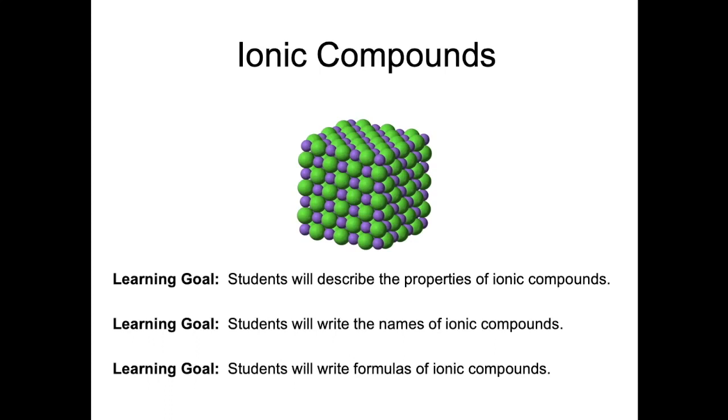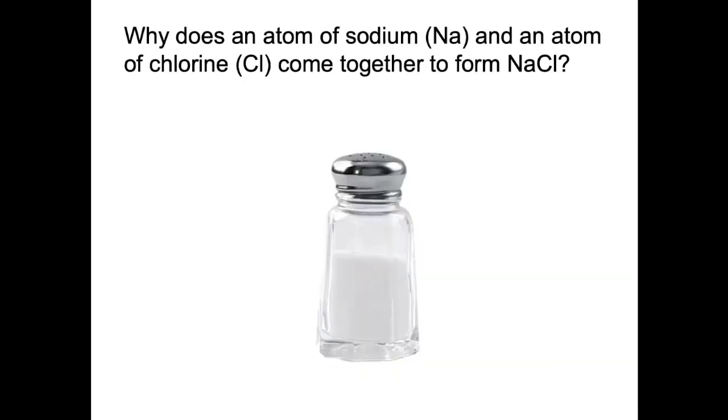I'm Ms. Slate, and today we're going to be talking about ionic compounds and how to write their names and formulas. So first off, why is it that sodium and chlorine will come together to form the compound sodium chloride? To figure this out, we need to look at how the electrons are arranged in both of these elements.